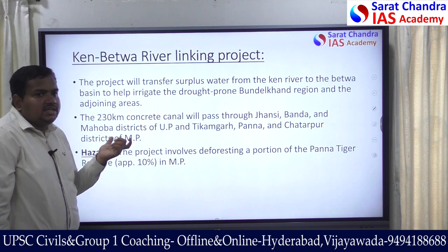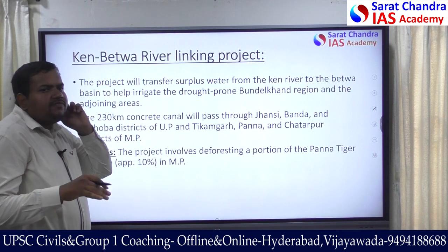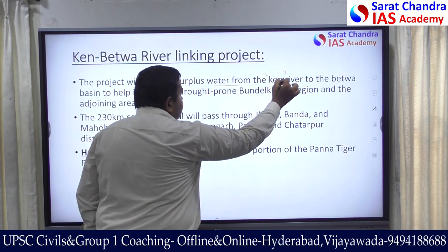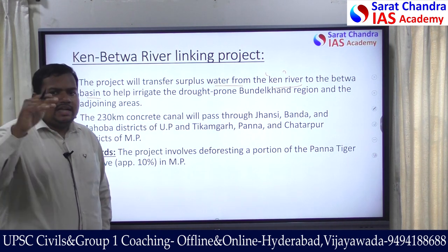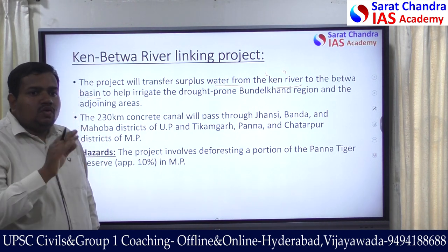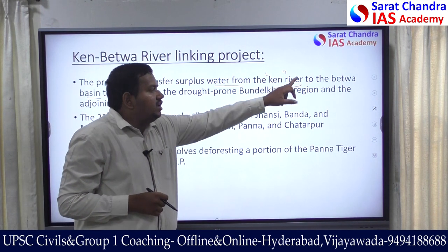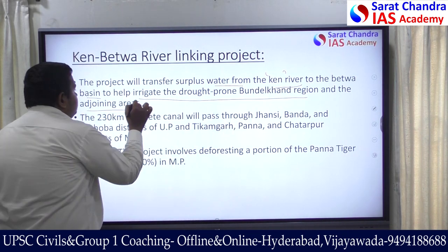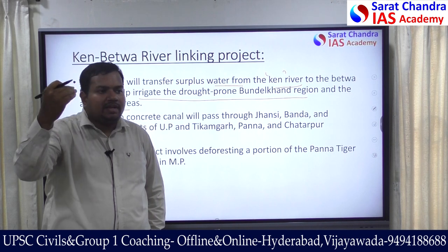Next, one last project with respect to agriculture, the Ken Betwa River Linking Project. We need to know some facts about this, that will be sufficient. The project will transfer surplus water from which river to which river? Ken River to Betwa Basin. That we need to remember. Similarly, what about our Polavaram project? From which river to which river? Godavari to Krishna. Here, Ken River to Betwa, and irrigate the drought prone Bundelkhand region and the adjoining areas. The Bundelkhand region is on the border of Uttar Pradesh and Madhya Pradesh.